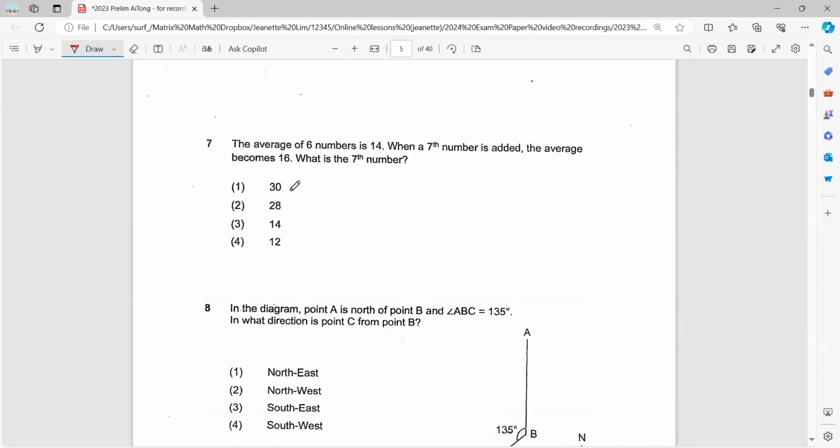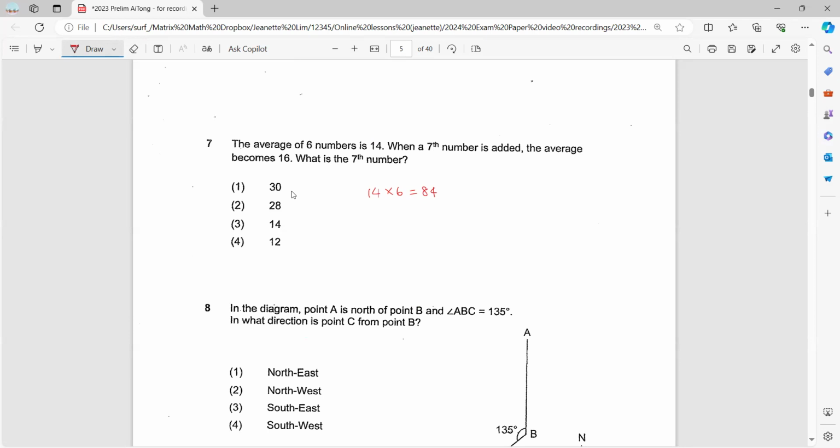So since the average is given, we will find the total first. So the total of the 6 numbers will be 14 plus 6. Sorry, 14 times 6. This is 84. Now we have a total of 84, but when you add a 7th number, the average becomes 16.